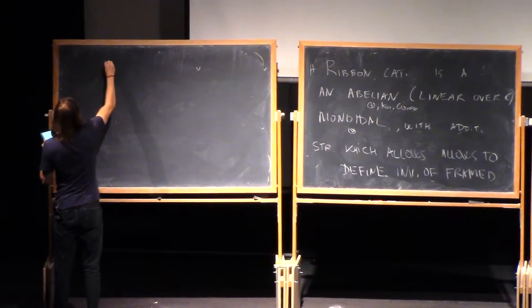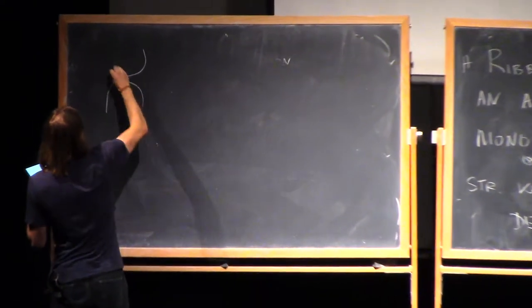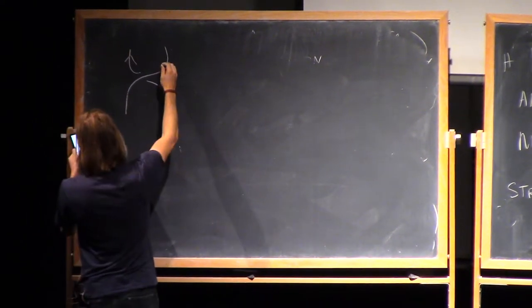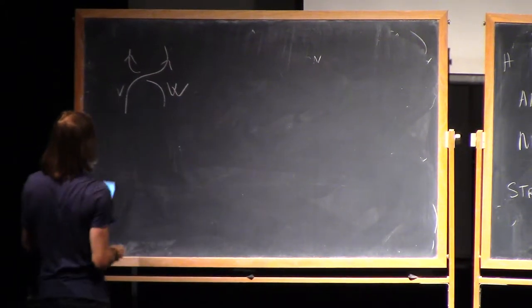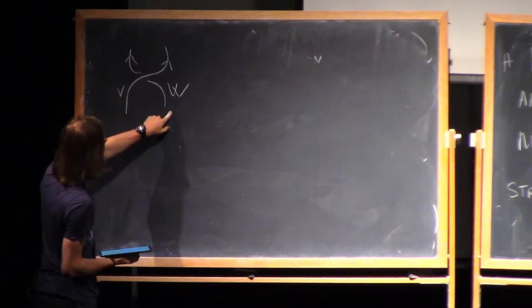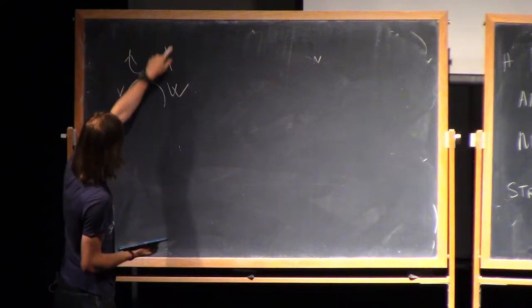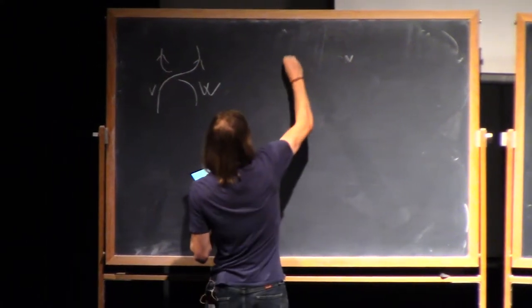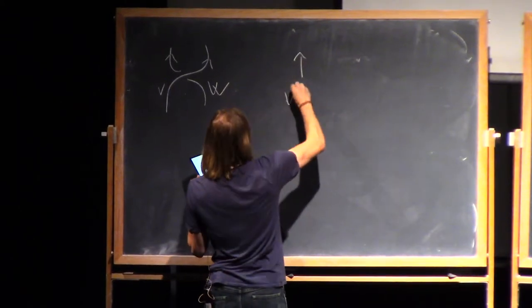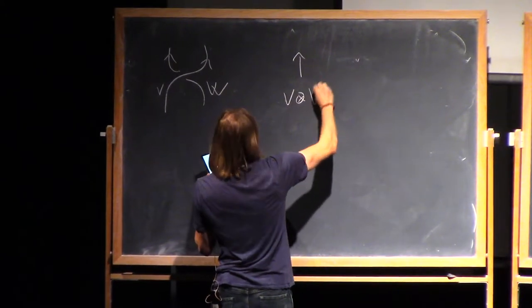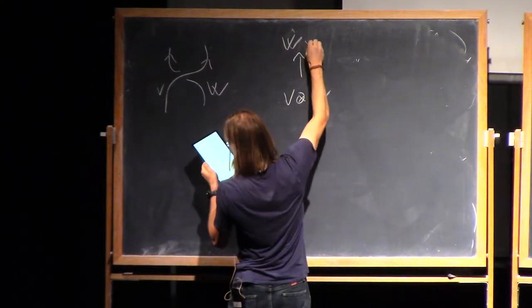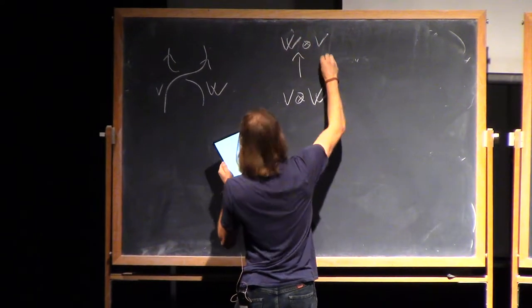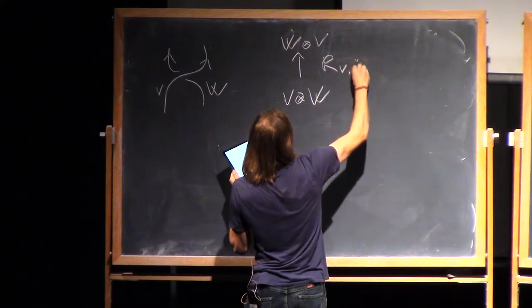And then this diagram: we start with V tensor W and end up with W tensor V. This should be a map from V tensor W to W tensor V, and this is denoted by R_VW.